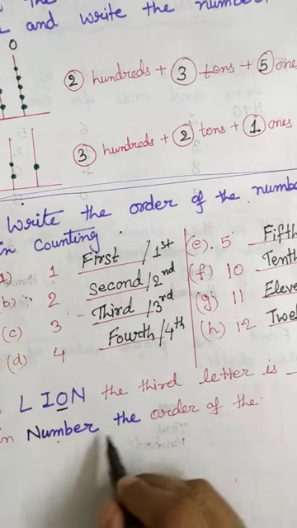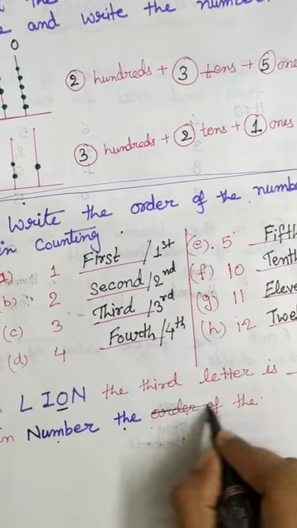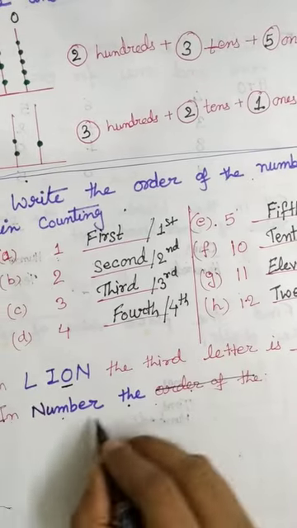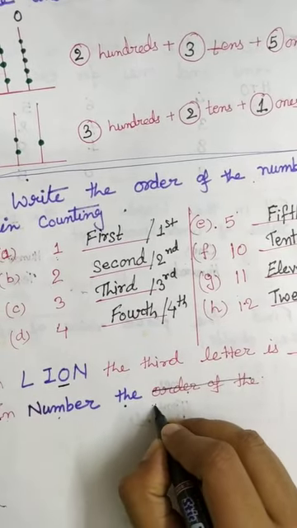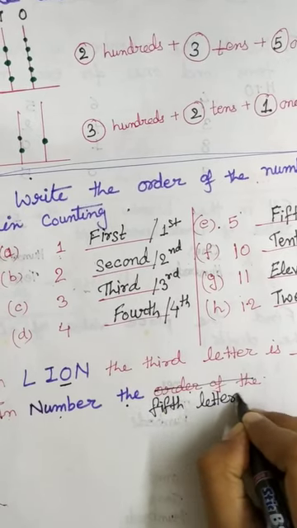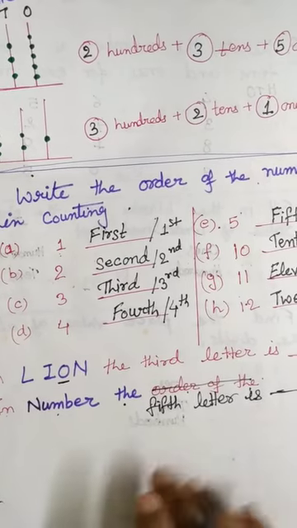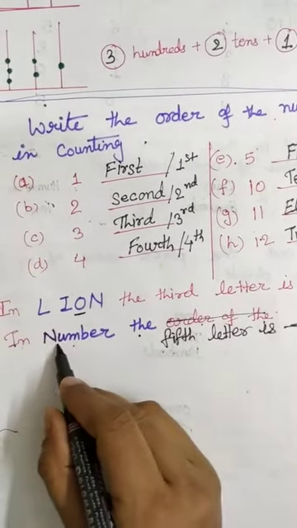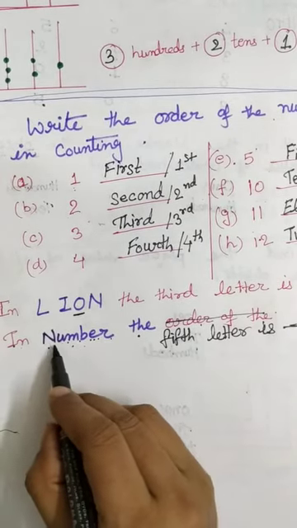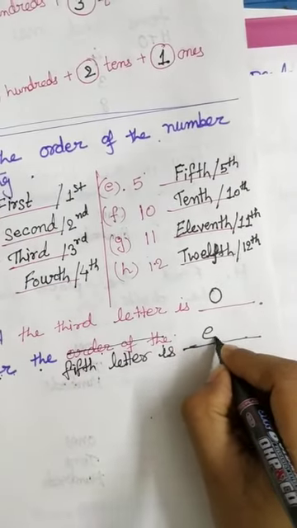In number, the fourth letter, which letter? You will not write like this. We will write in other way. In number, the fifth letter is, like this. In number, the fifth, see, NUMBER. In number, the fifth letter. First, second, third, fourth, fifth. It is E.